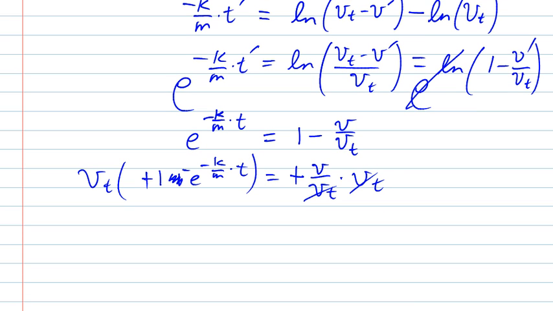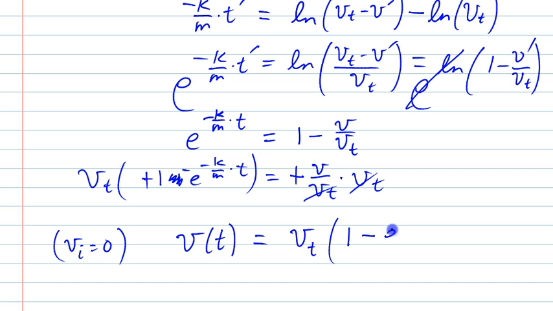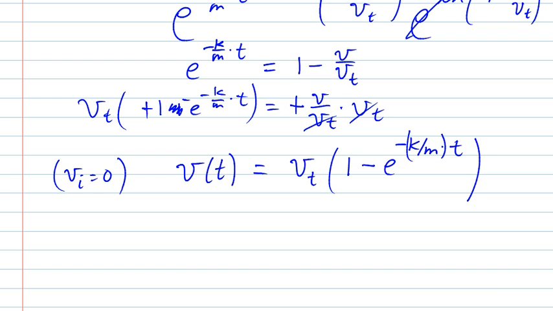And at the end of all of this mess, we have v as a function of time, assuming that v initial is 0, is equal to terminal velocity times 1 minus e to the negative k over m times t. And this is the expression for the velocity as a function of time. Okay, now I know that this is about RC circuits, so sit tight.